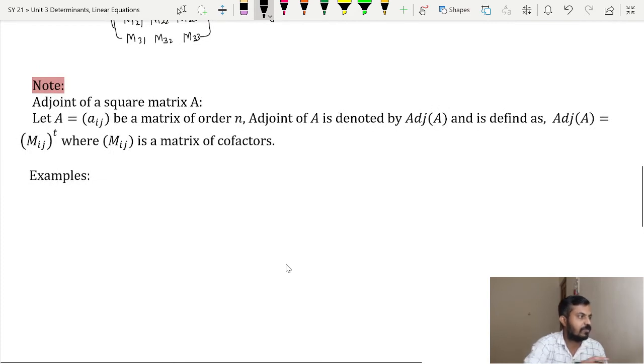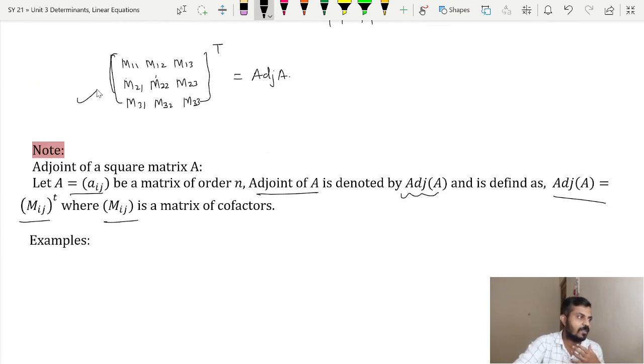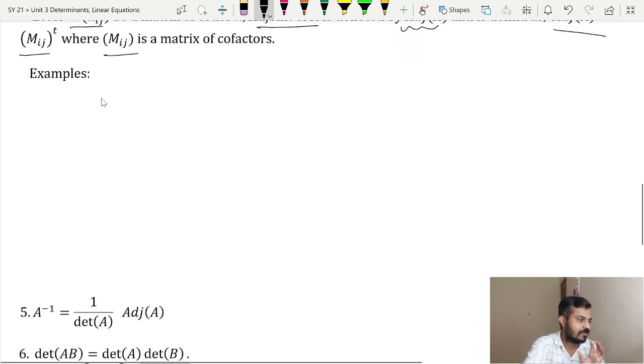So the transpose of this matrix of cofactors is nothing but our adjoint of A, and that is given in the next definition. As you can see here, if A is equal to Aij is our matrix, then the adjoint of A is denoted by this. I think you are already familiar with this adjoint of A concept, and it is defined as the Mij transpose, where this matrix Mij is nothing but the matrix of cofactors. We have already discussed the example over here, so we will not go for an example. Now moving towards the next note.